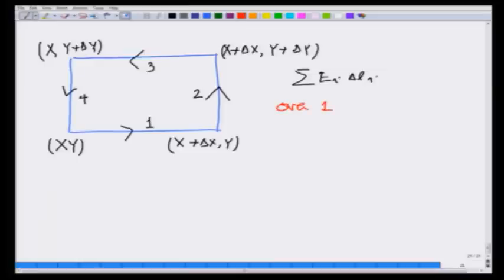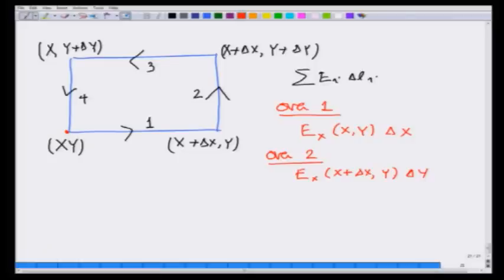Over 1, the value of E dot delta L is going to be E x, and let us take this previous point here to be representing E x at x y, times delta x. Over 2, it is going to be E at x plus delta x, y, times delta y. It is not E x because now I am going in the y direction. So, it should be E y, which I can write as E y at x y, times delta y, plus the change in E y with respect to x by the time I move delta x, times delta y. So, I have calculated over these two paths.